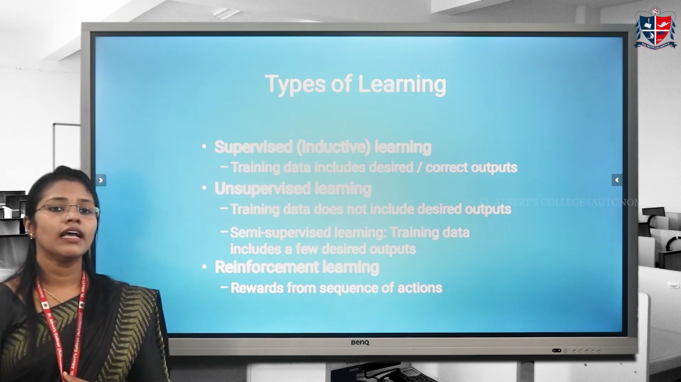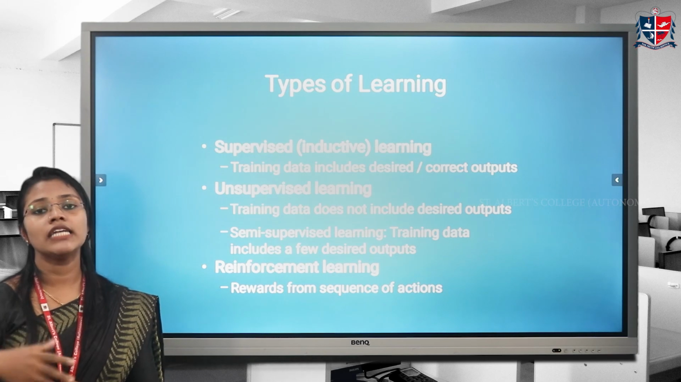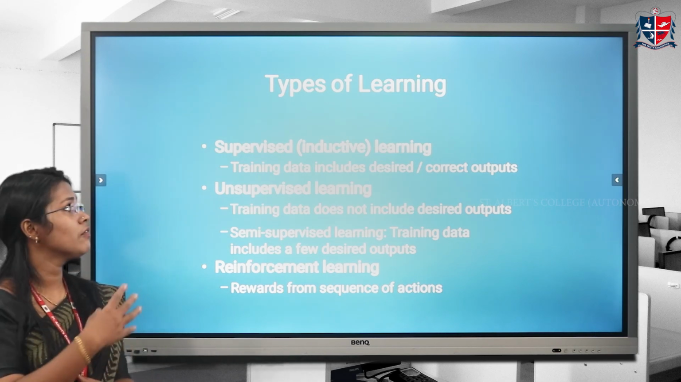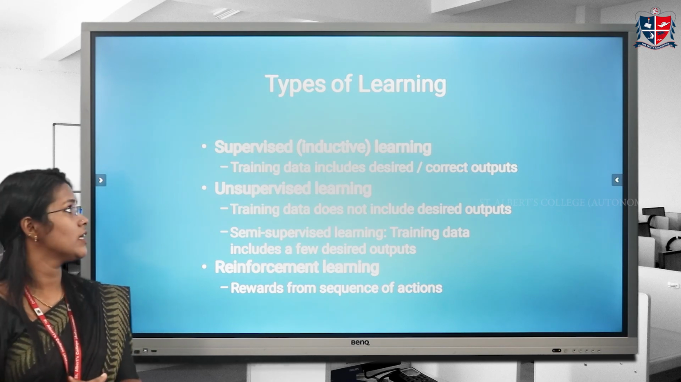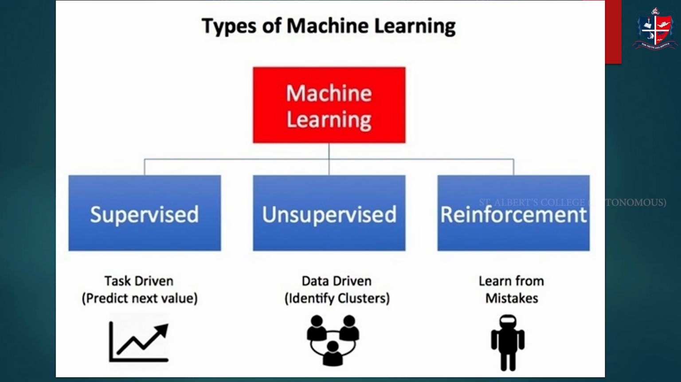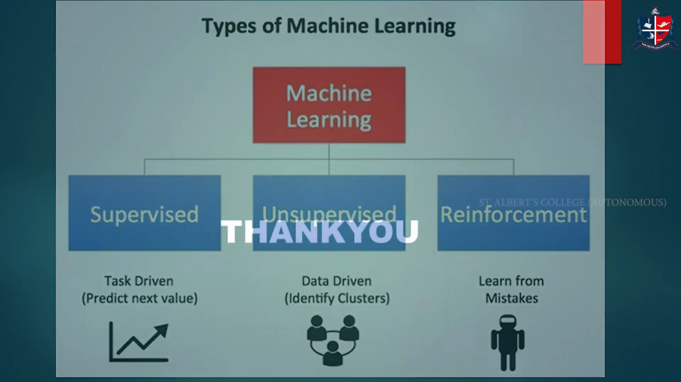Okay, so next one is reinforcement learning. Reinforcement learning means it learns from our mistakes or it learns from experiences. These are the different types of learning in machine learning: supervised, unsupervised and reinforcement. Supervised learning focuses on being task driven, unsupervised learning focuses on being data driven and identifies the clusters, and reinforcement learns from mistakes. Thank you.